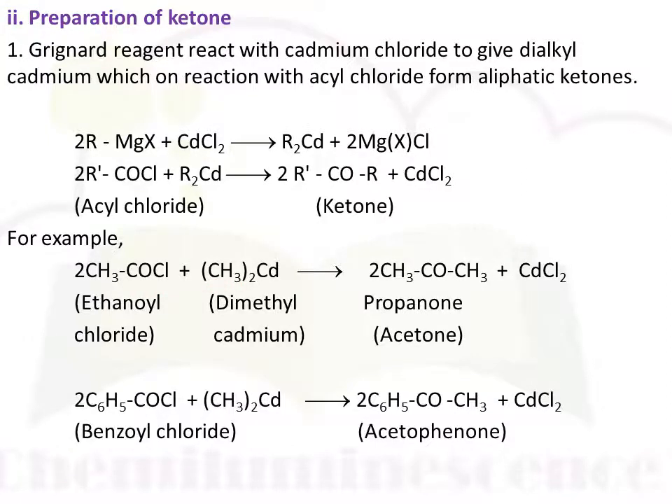Here again chloride from this ethanoyl chloride gets replaced by a methyl group. Second example, two molecules of benzoyl chloride on reaction with dimethyl cadmium give two molecules of acetophenone and cadmium chloride as a side product. Here also you can see chloride from benzoyl chloride gets replaced by methyl from dialkyl or dimethyl cadmium.